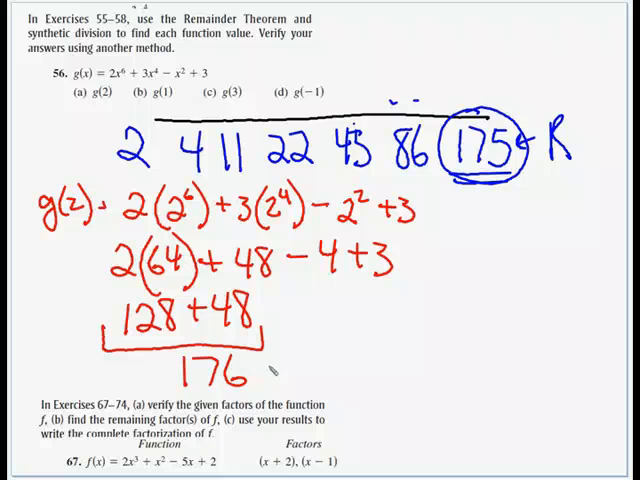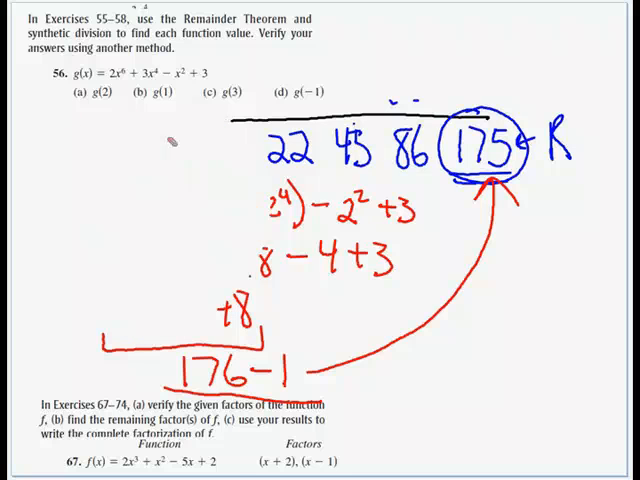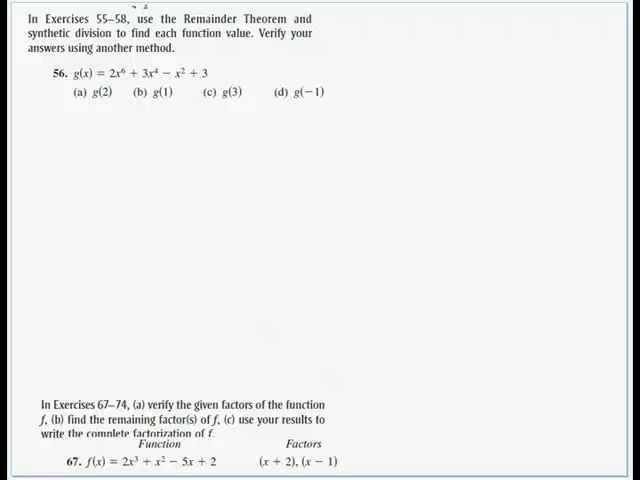176 minus 4 and a plus 3 nets out to a minus 1. 176 minus 1 is 175. So that way we did synthetic division first, got the remainder, and then evaluated the function at g of 2, and we saw that they did match up nicely. Well, let's reverse that for the next one.